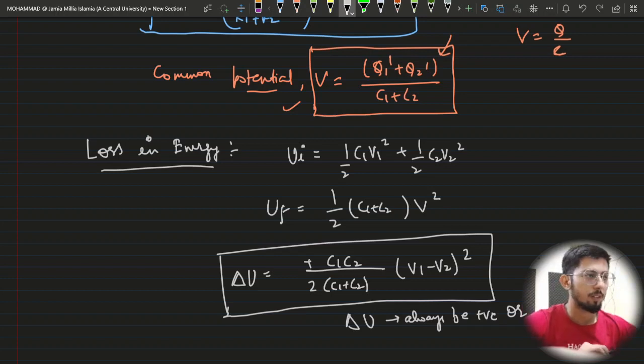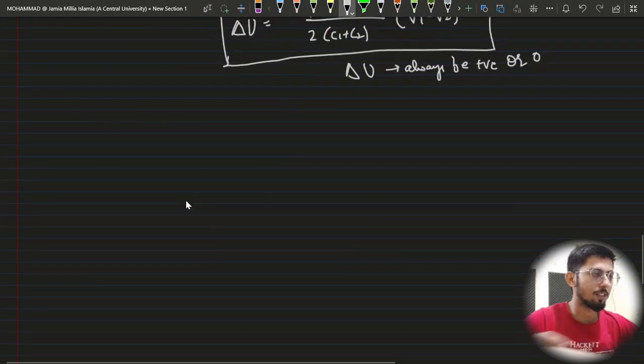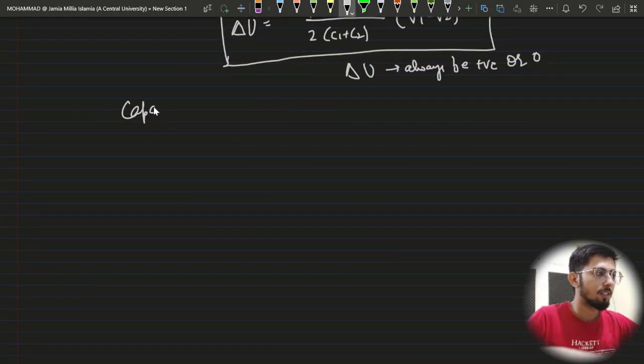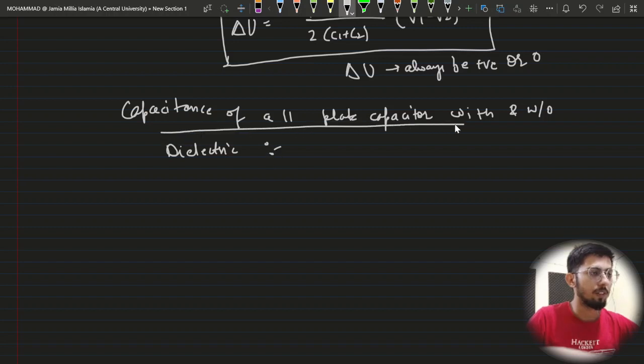So there are some topics in bits and pieces. We'll be taking that because you'll not get the flow, but they are still there in the syllabus. So capacitance of a parallel plate capacitor with and without dielectric inserted between the plates.